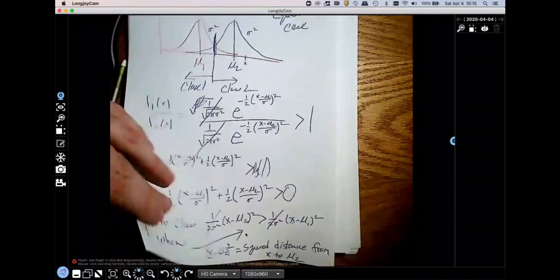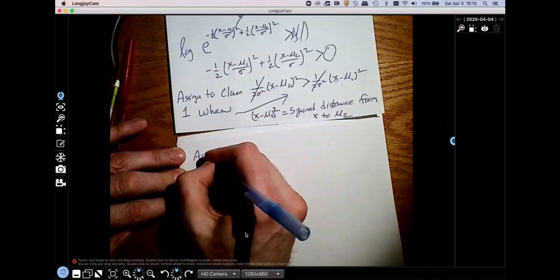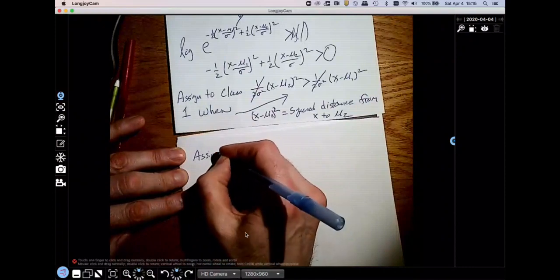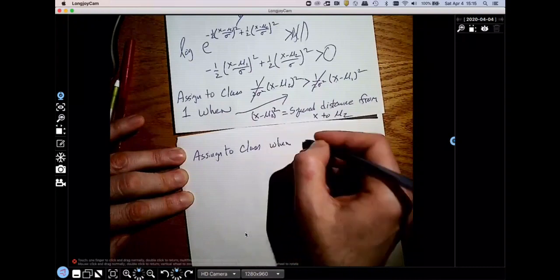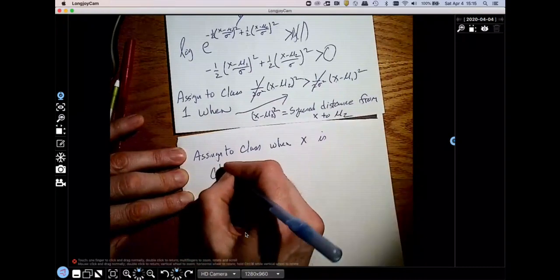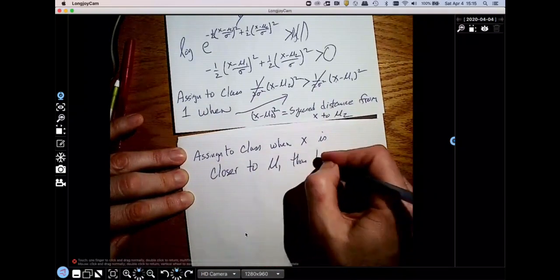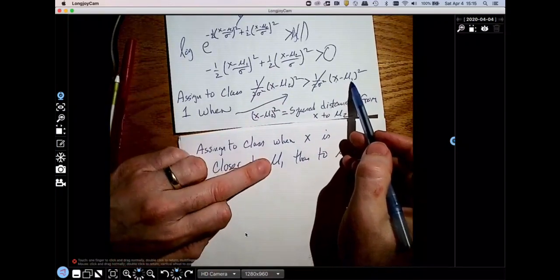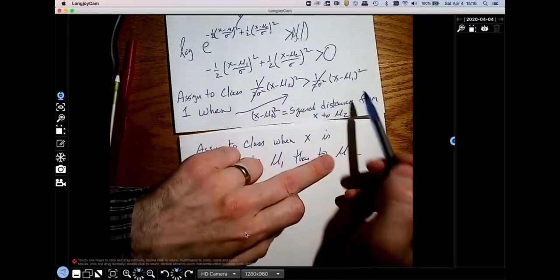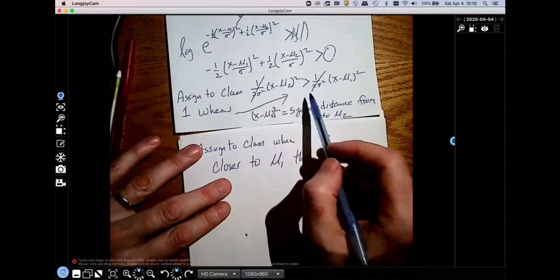So that's such an important result. I'm going to write it out. So assign to class 1 when x is closer to mu1 than to mu2. All right, so (x minus mu1) squared is smaller than (x minus mu2) squared. That's the squared distance to mu1, and that's the squared distance to mu2. We're going to assign to class 1 whenever we're closer to mu1.